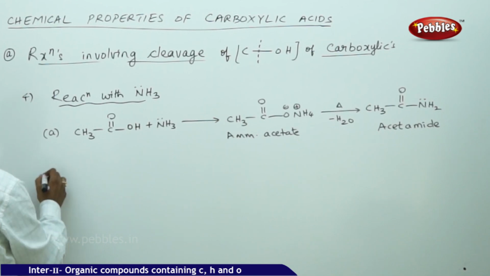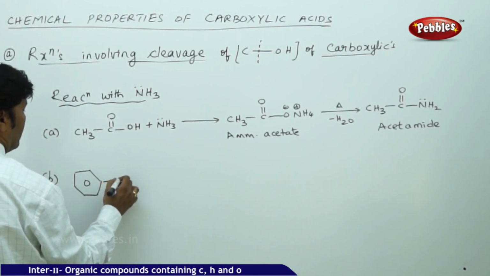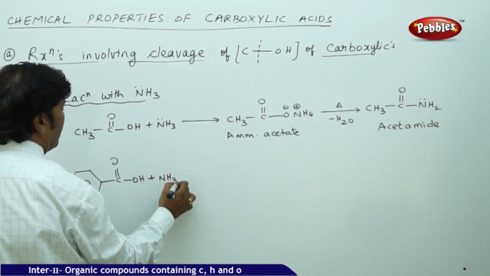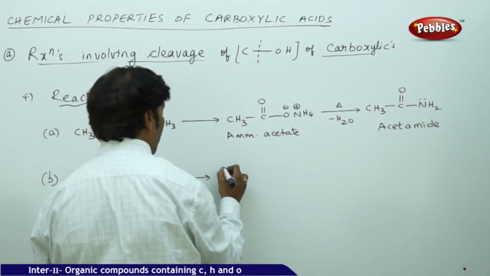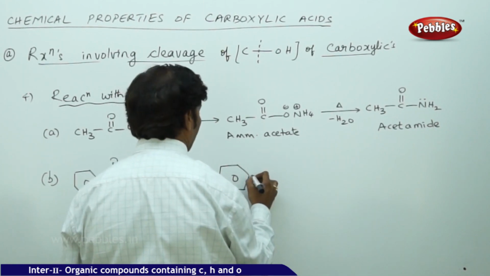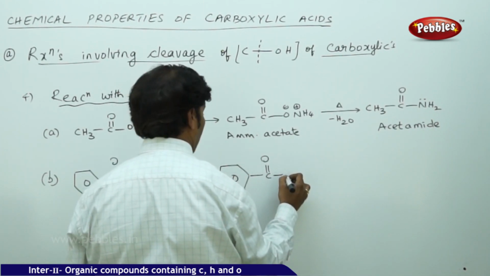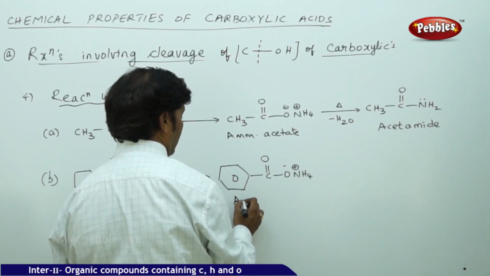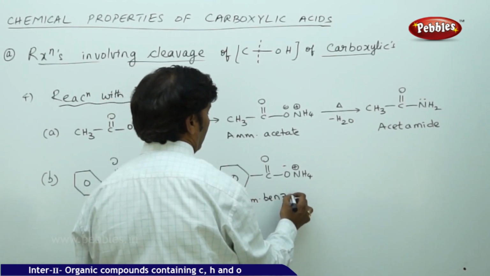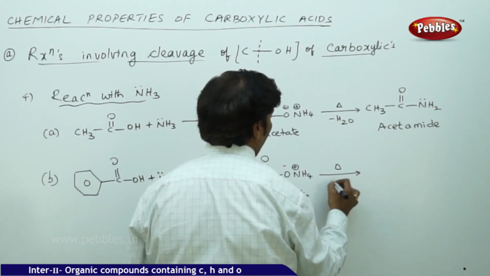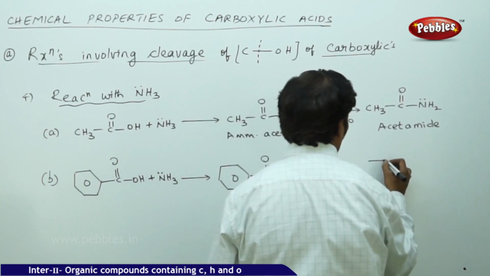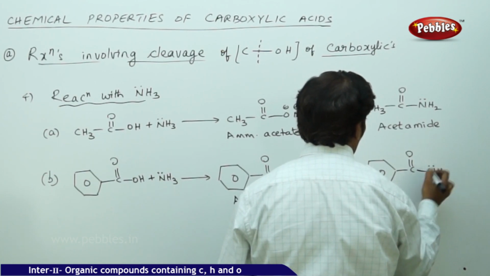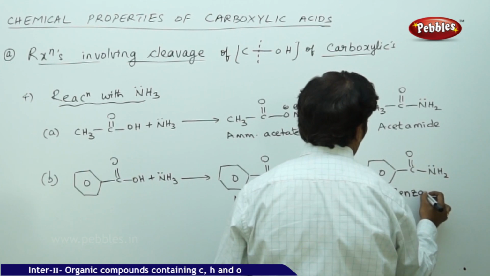Again, if you are taking benzoic acid, and if you treat it with ammonia, you get here ammonium benzoate, and this upon heating, minus H2O, gives you C(=O)-NH2. This is benzamide.